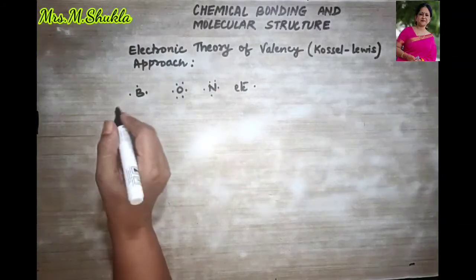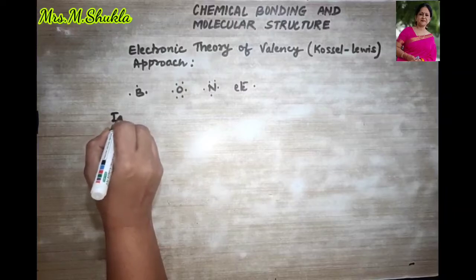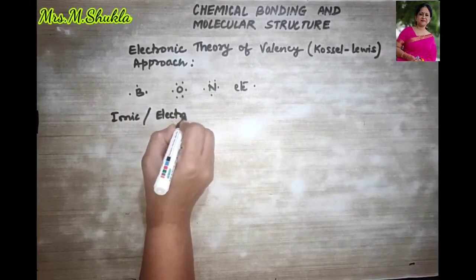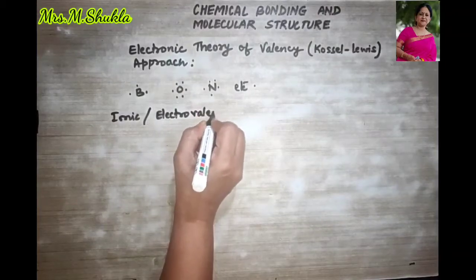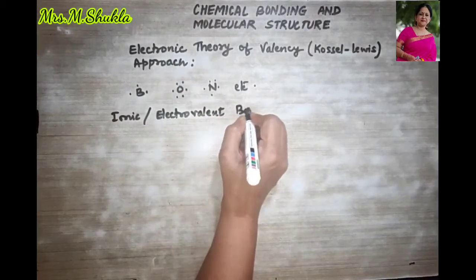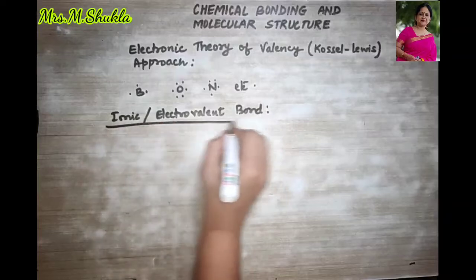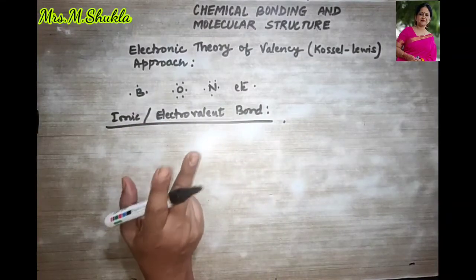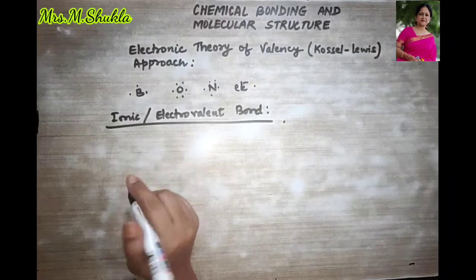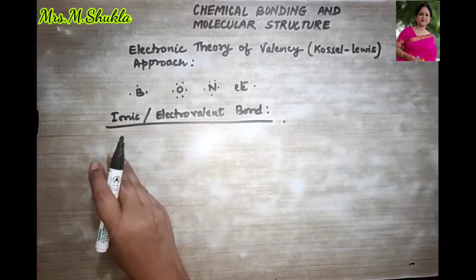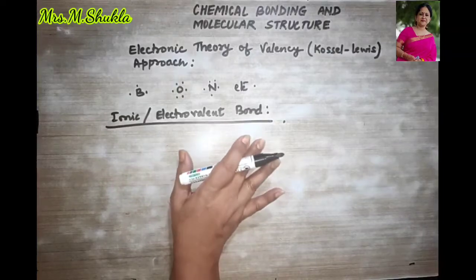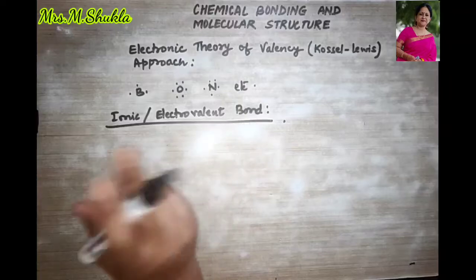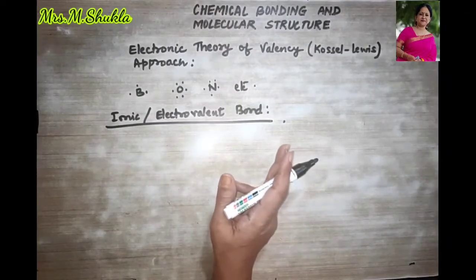Now let us begin with the ionic or the electrovalent bond. So the chemical bond formed between two or more than two atoms, of what kind? One will be a metal, the other will be a non-metal, where transfer of electron takes place. From where? From a metal to a non-metal, right?